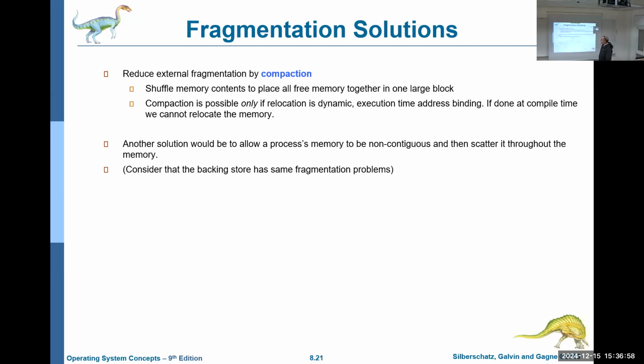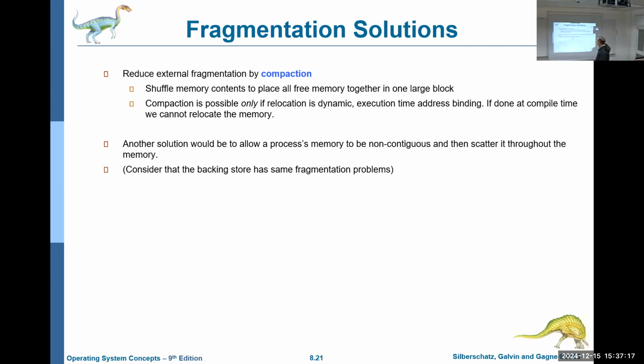So compaction requires that we're only using address binding that's dynamic. The second thing with compaction is obviously that it's going to be very slow. You have to move everybody around. Another solution would be to allow a process's memory to be non-contiguous and scattered throughout the memory. And that's what we're going to do.